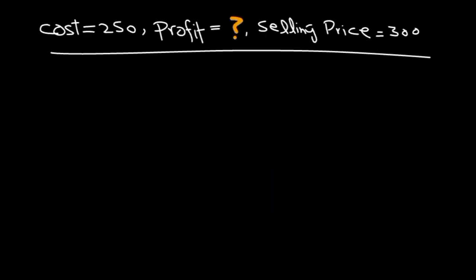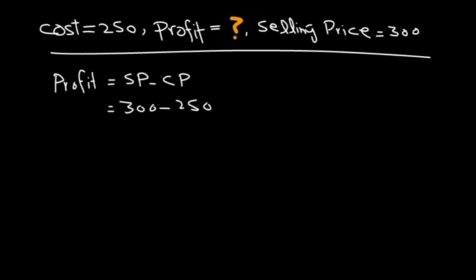We take another example. We have cost price 250, we have to find profit, and selling price is 300. So first of all, we have profit, that is selling price minus cost price, that is equal to 300 minus 250, that is equal to 50.